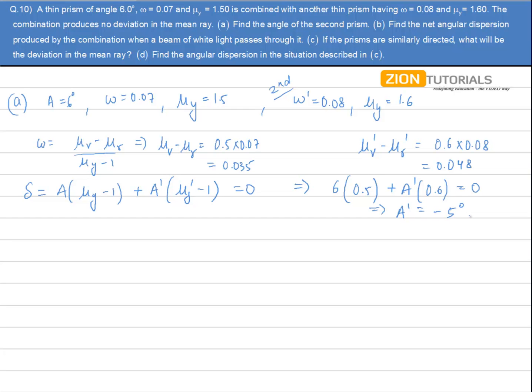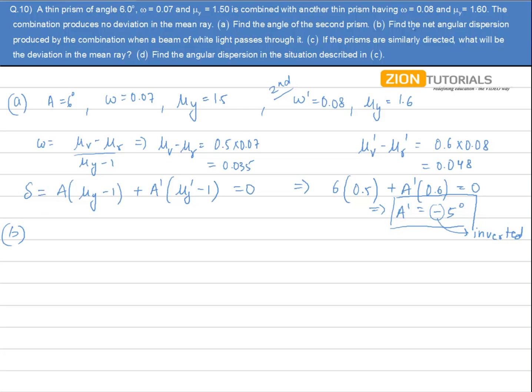Now minus shows that the other glass has to be inverted, and this shows that negative is inverted prism, right? The other prism is inverted, and it is having an angle of 5 degree, right? So we got the first answer.